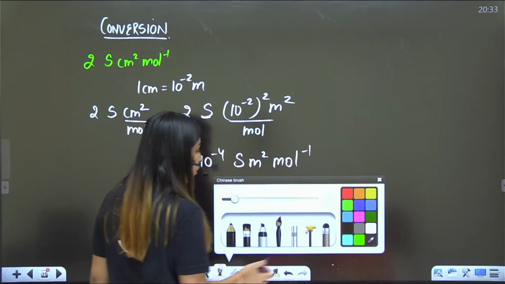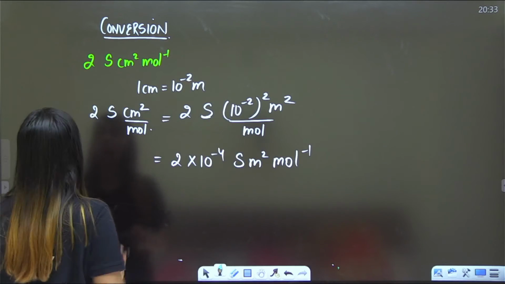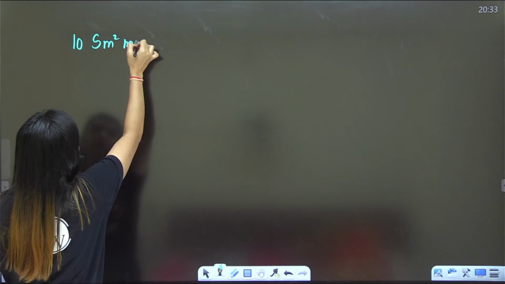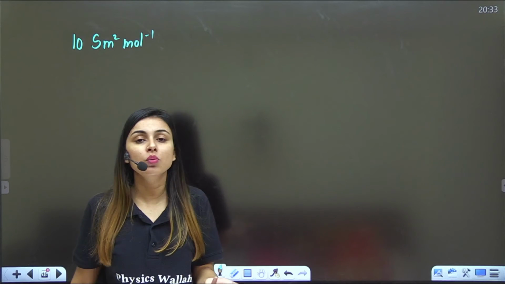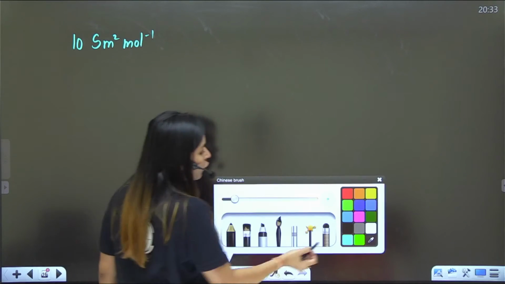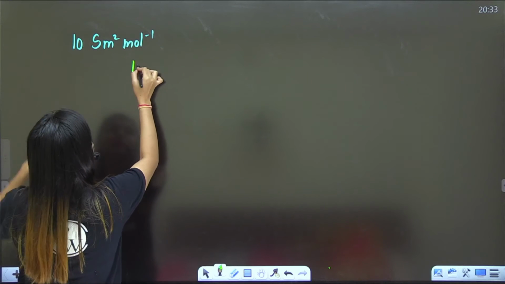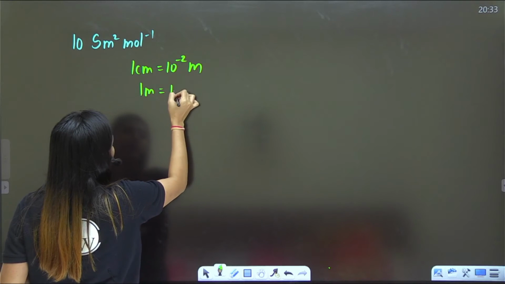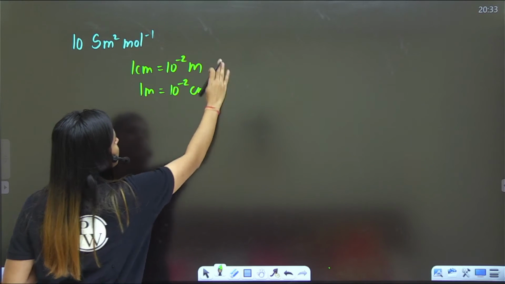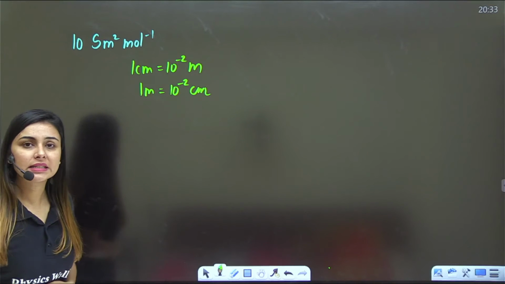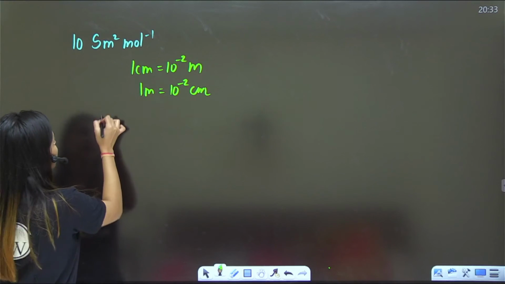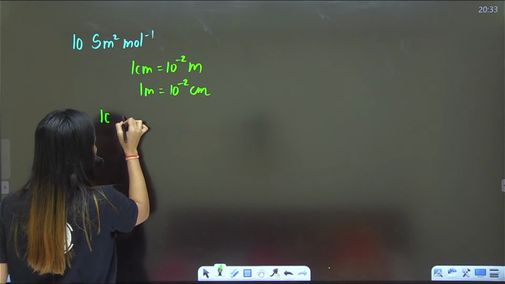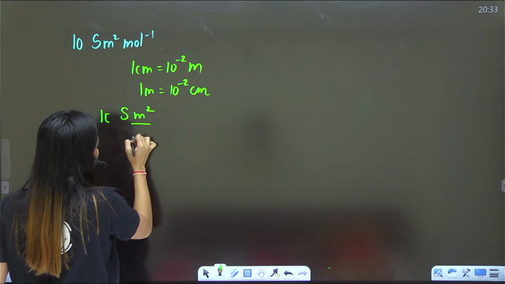Now, what if the question comes, somehow, that you have, let us say, 10 Siemens meter square mole inverse, and you have to convert it into Siemens centimeter square? How will you convert it? You know that 1 centimeter is equal to 10 raised to the power minus 2 meters. So 1 meter will be equal to 10 raised to the power minus 2 centimeter. Just use this part in this. You have 10 Siemens meter square mole inverse. So can I say mole inverse would be Siemens meter square and mole would come out here.